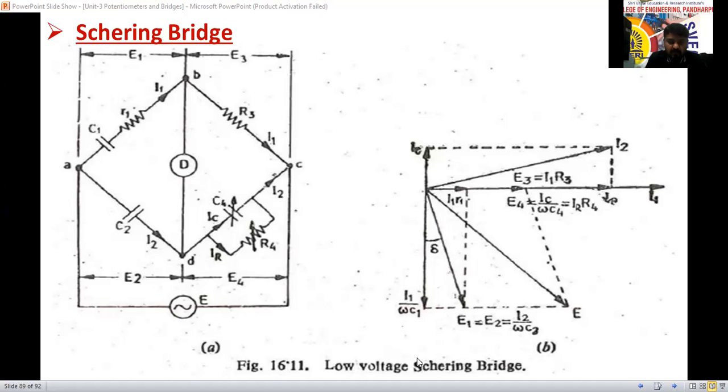This current, I will annotate, so you can understand. Which current is this? This one, I1 we are using. This is I1 current. Yes?